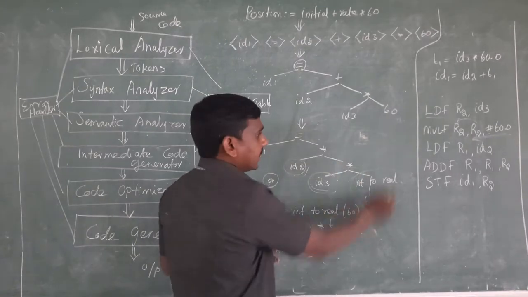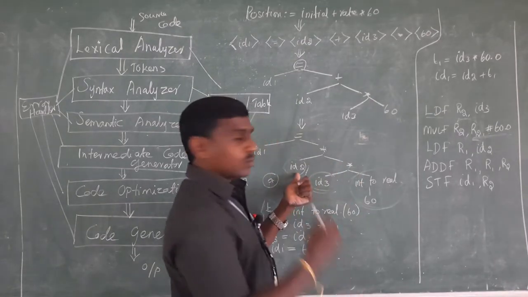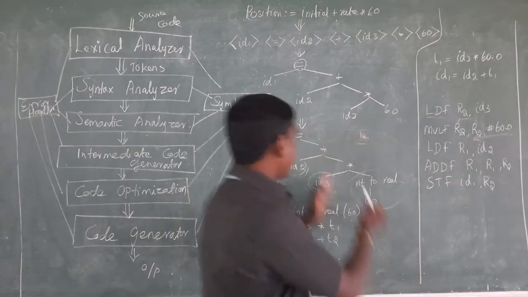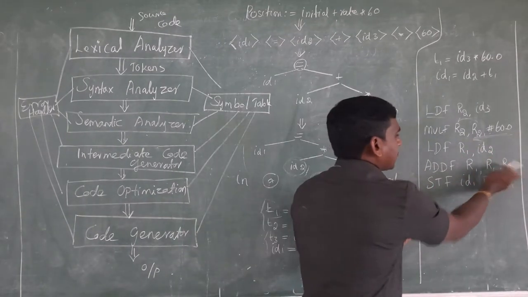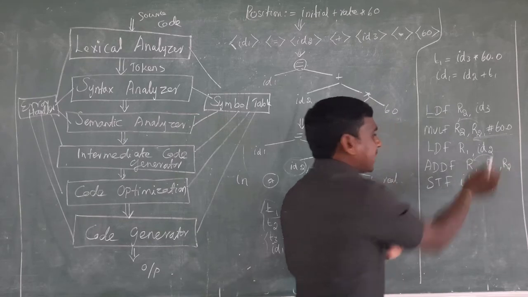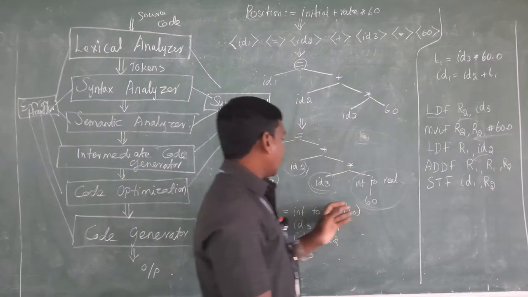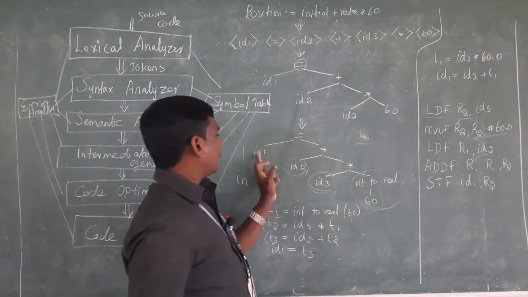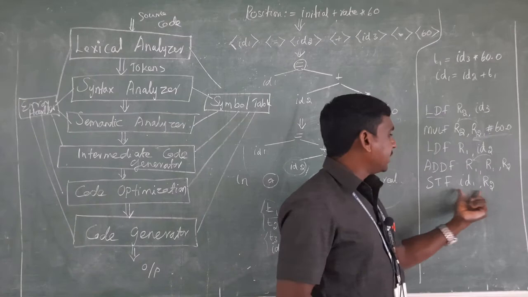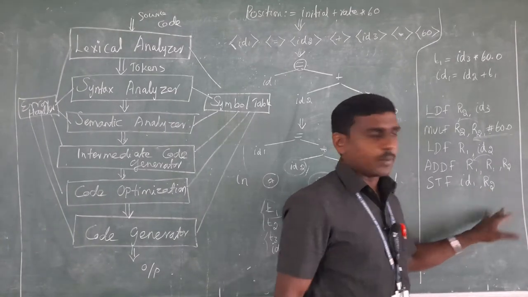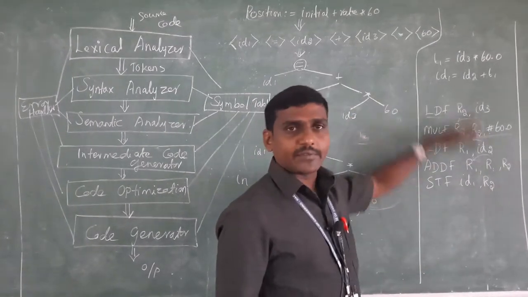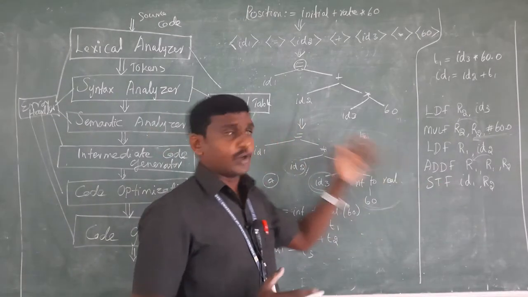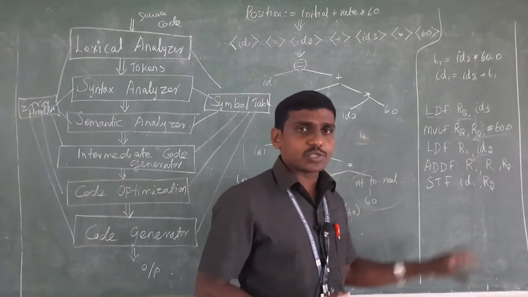Now this is ID2, I want to add it with this one. So ID2 should be loaded into a register: LOAD ID2 in R1, then I add, so I add that register with R1 and the answer is placed in R1. Clear? Now assign: the final answer I am going to assign to ID1. So STORE ID1, R2. This is the assembly language code. This is the way the compiler converts source code into assembly language code or machine code.